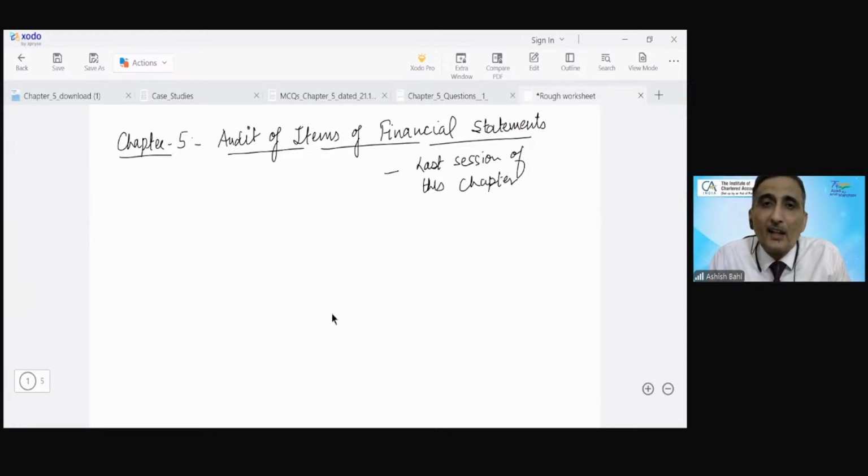Preparation of a proper BRS, bank reconciliation statement, is the responsibility of management. The auditor can verify the bank reconciliation statement prepared by the management. He can make his own BRS. He can reperform all the controls to verify the controls. And see various heads of bank reconciliation statements like cheques deposited but not credited, cheques issued but not presented for payment, all these types of things.